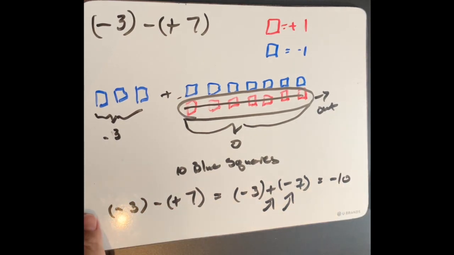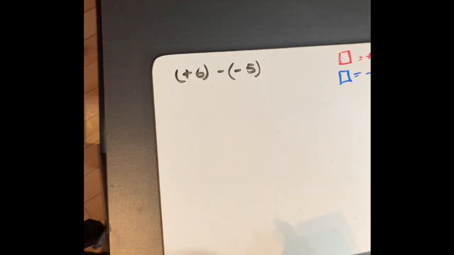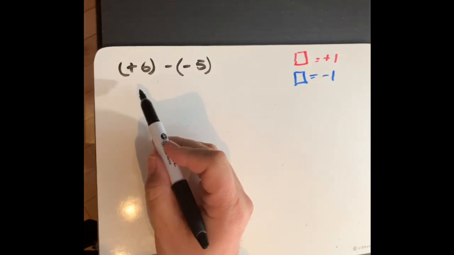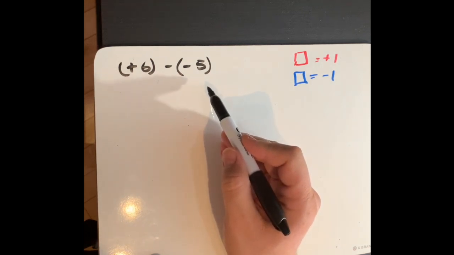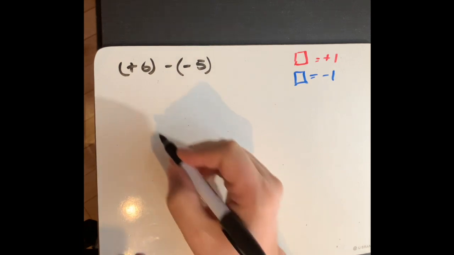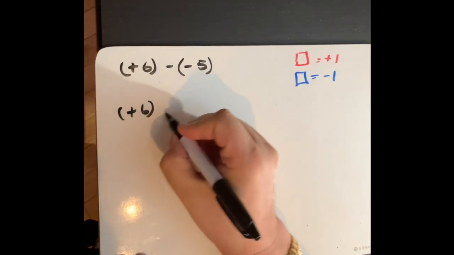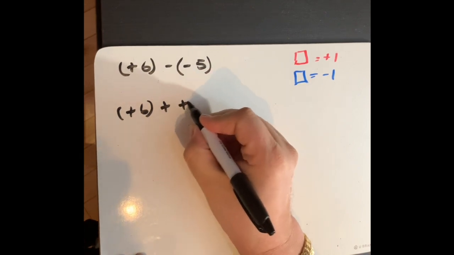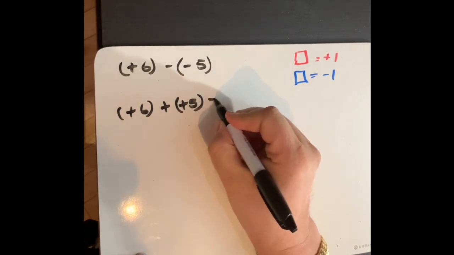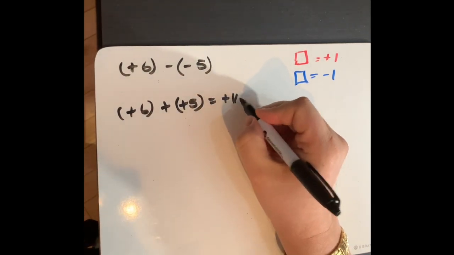Let's look at it again. This time I'm not going to use the tiles. I'm just going to do the flip the signs thing. And let's see what we get. So we've got +6 take away -5. So I'm going to do the flip the signs. So +6 plus +5 equals, and now I can do this one quite easily, equals +11.